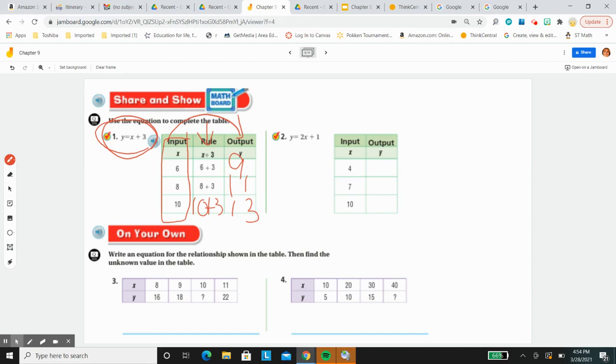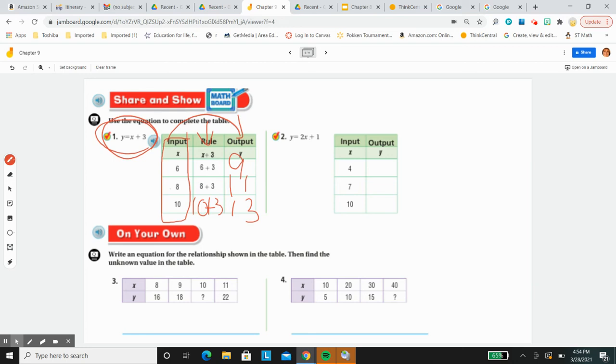Now what I want you to notice is you have a pattern here. It's going up by 2. When the x went up by 2, the y went up by 2. That's what happens when we add. Everything in math is about a pattern, pretty much. When we're working with equations with an input and output, you're going to see a pattern every single time, okay?